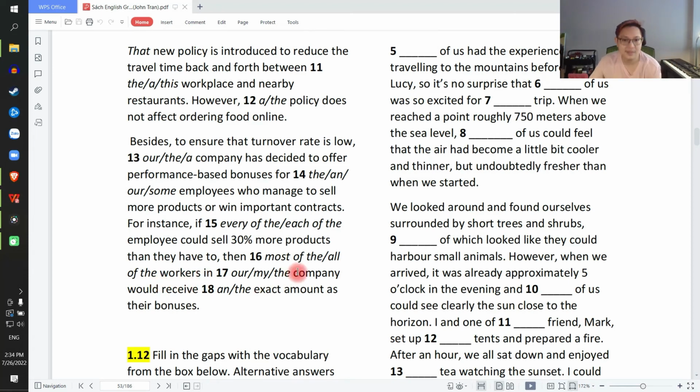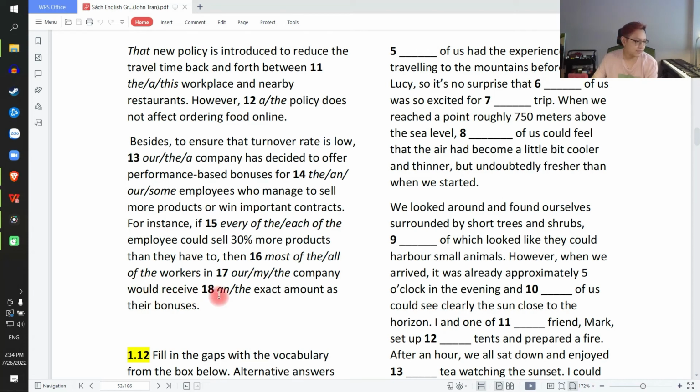Cái số 16 này không thể nào là most of the workers được. Tại vì sao? Tại vì nếu mà mỗi cái nhân viên có thể bán được 30% sản phẩm nhiều hơn là họ phải làm, thì đúng là tất cả mọi người phải nhận được bonus chứ. Đâu phải là phần đông đâu. Nếu mà lỡ có một số người không nhận được là nó không công bằng. Cho nên 16 phải là all of the workers.